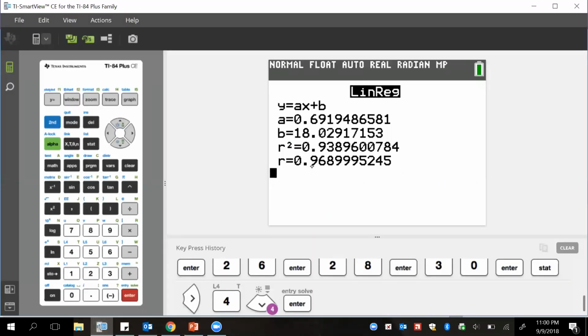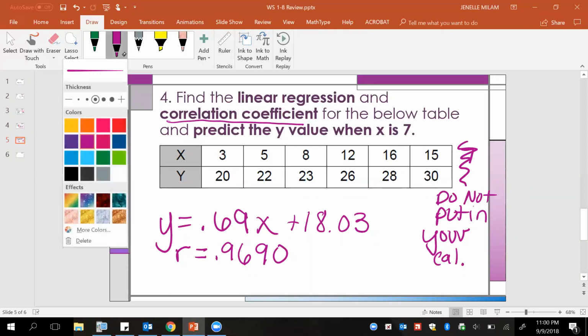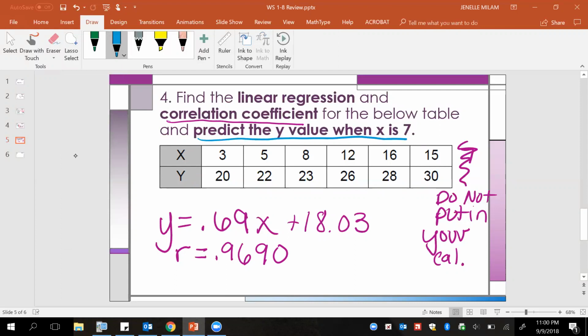My correlation coefficient, which is this question right here, is my R value only. It is point, and this is where we do 4 decimal places. So this 9 on the 5th one tells me that this is going to go up. So my rounded correlation coefficient is going to be 0.9690.